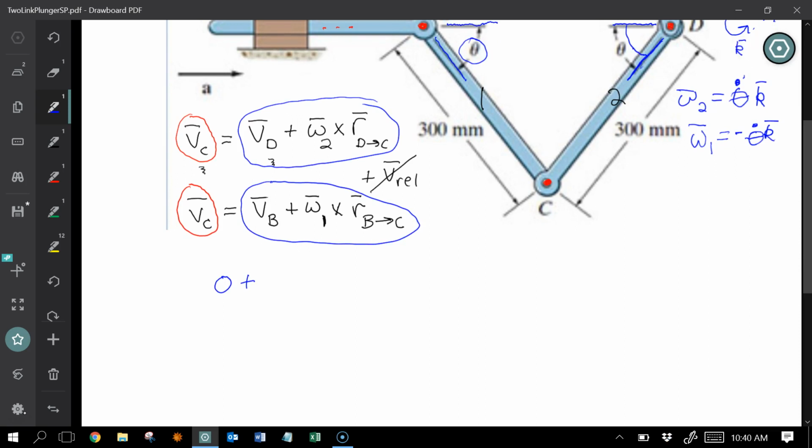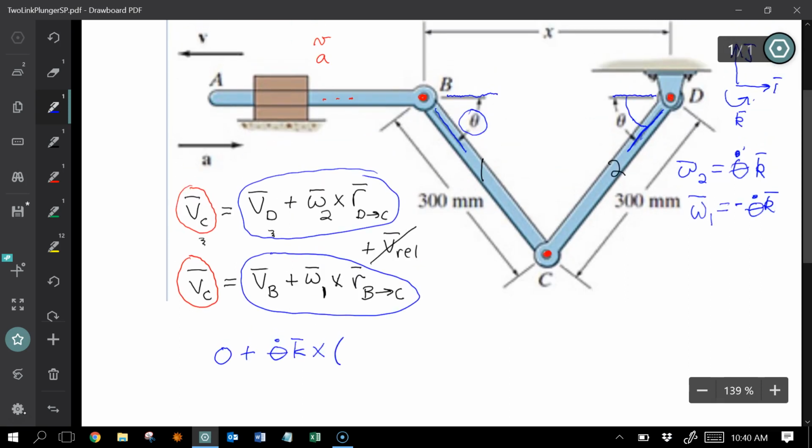Okay, omega 2, according to what I've already done, is theta dot K crossed with R from D to C. So I'm looking for an R that goes from the D point to the C point. I'm going to put everything in meters. So if I'm going to go from D to C, I'm going to go a distance over to here. And that distance right there is equal to 0.3 times the cosine of the angle theta. So that would be 0.3 cosine of theta. And that is walking from D to C, that's going left. So that will be that distance in the negative I direction.